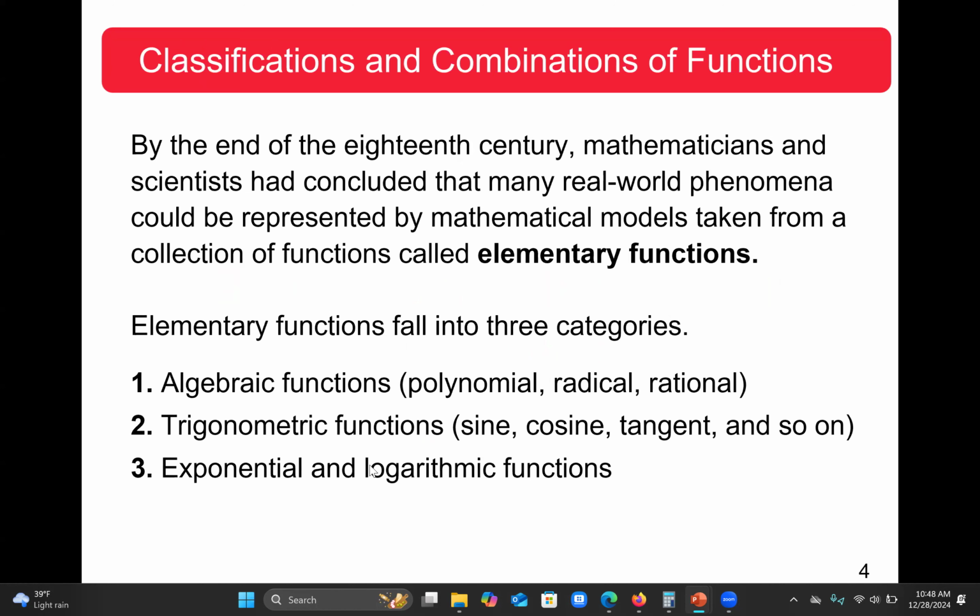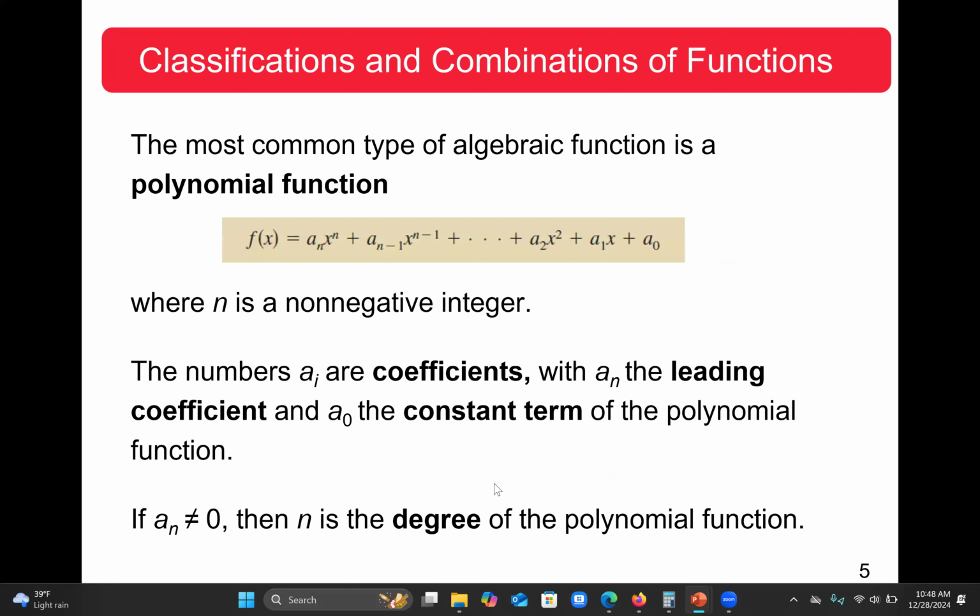Now, by the end of the 18th century, mathematicians and scientists had classified functions, which we call the elementary functions, into three categories. One is algebraic functions, for example polynomial, radical, or rational. Also trigonometric functions such as sine, cosine, tangent, arcsine, etc. Then we also have the exponential and log functions.